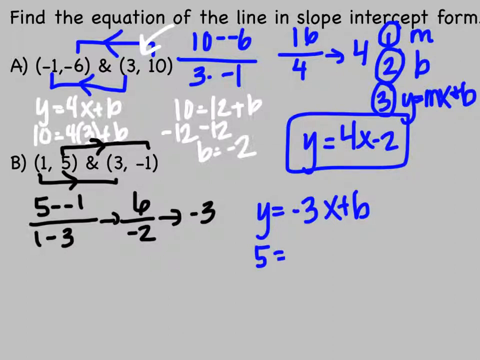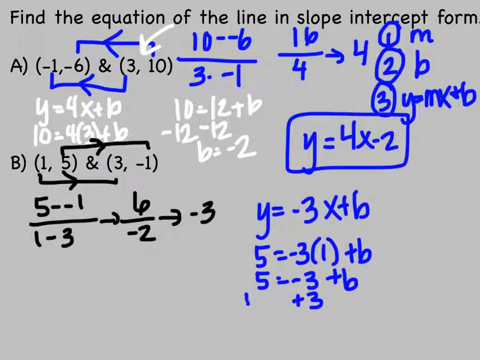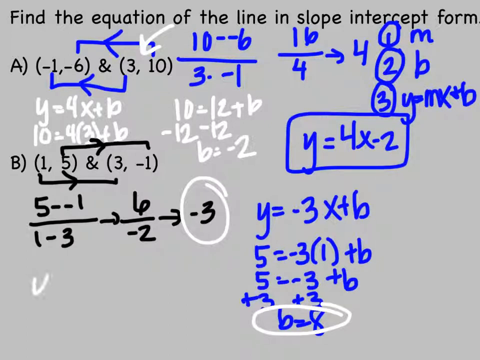So 5 equals -3 times 1 plus b. So 5 equals -3 plus b. I can add 3 to both sides and figure out b is equal to 8. This means I have my b value, I have my m value, so y equals -3x plus 8 would be my final answer.